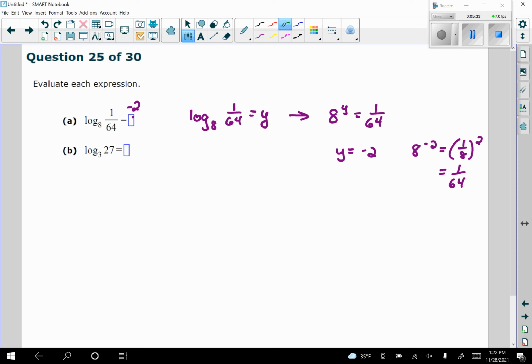The next one will have log base 3 of 27 is equal to y. So 3 to the power of y is 27. That's 3 cubed. So we say y is equal to 3. So 3 should go in there.